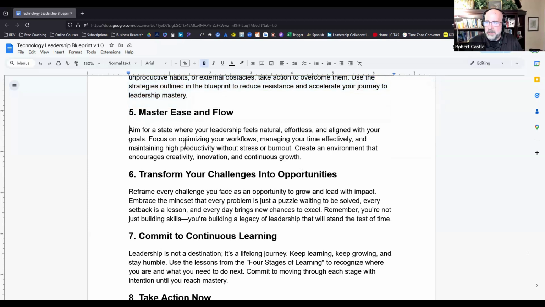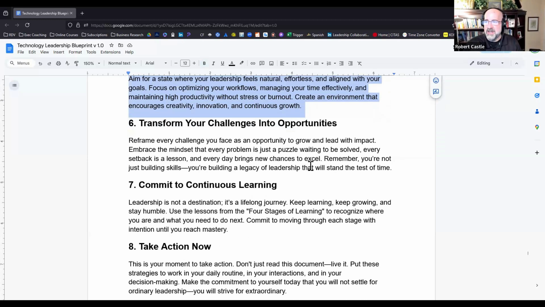Master ease and flow. Aim for a state where your leadership feels natural, effortless, and aligned with your goals. Focus on optimizing your workflows, managing your time effectively, and maintaining high productivity without stress or burnout. Create an environment that encourages creativity, innovation, and continuous growth.